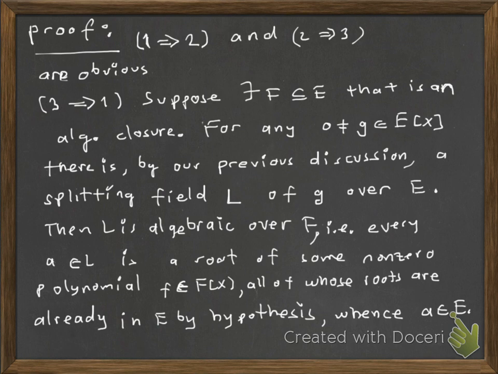Now, by prior discussion, we know that there's a splitting field L of G over E. But then L is algebraic over F because of the transitivity of the algebraic extensions. So that means every element A in L is a root of some non-zero polynomial over F. But then that polynomial must have all roots in E by hypothesis, therefore forcing A to be actually a member of E. Okay, so that means L is equal to E and G splits over E, proving the assertion.